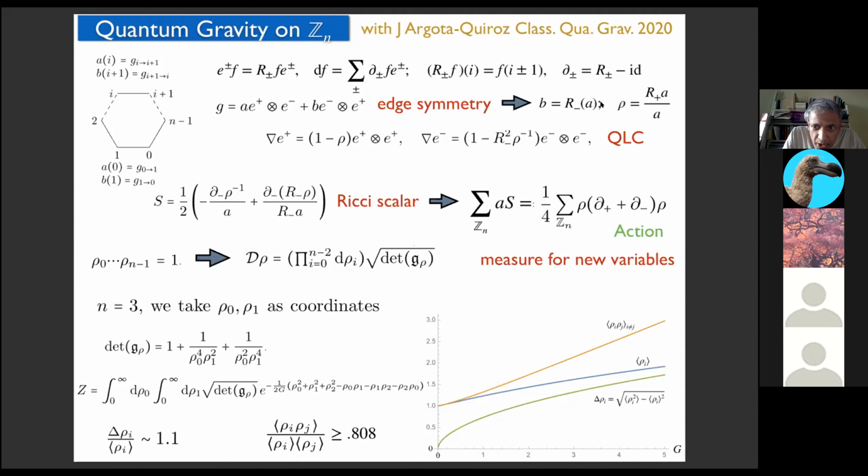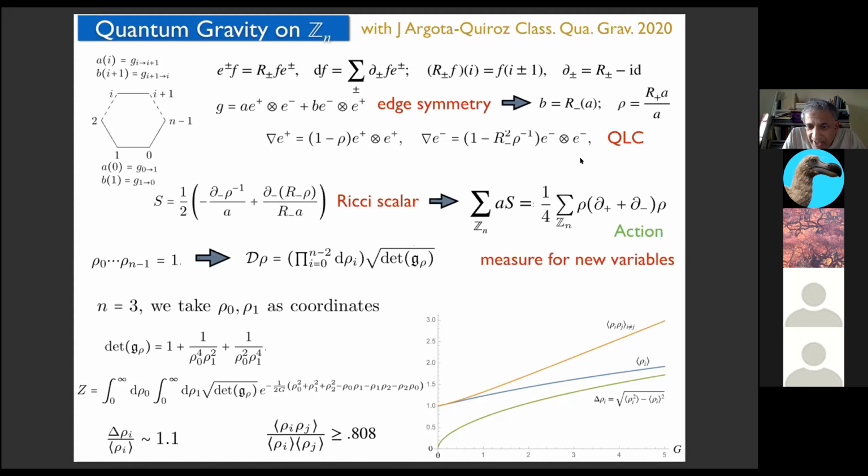I define this ratio rho, and then the Levi-Civita connection comes out to be this, and the scalar curvature comes out to be this. And what's quite amazing is if you take this measure, which is like the determinant of G for the measure, then the Einstein-Hilbert action looks exactly like a scalar field. It's rho D plus D minus, and D plus D minus is a standard discrete Laplacian on a lattice. Okay, it's just a double derivative.